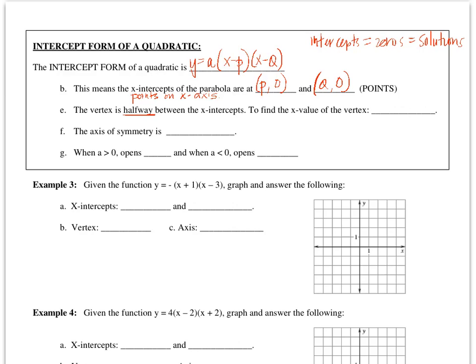Now, the vertex is halfway. To find the halfway point, the midpoint is what you used in geometry. To find the x value of the vertex, we take our zeros or our intercepts, p plus q, and we divide it by 2. It's like we're finding the average or the midpoint. The axis of symmetry then comes from the same thing, p plus q divided by 2. Same concept occurs. When a is greater than 0, it opens up. When a is less than 0, it opens down. So we're never going to change that idea. I just want you to be aware as we go through.